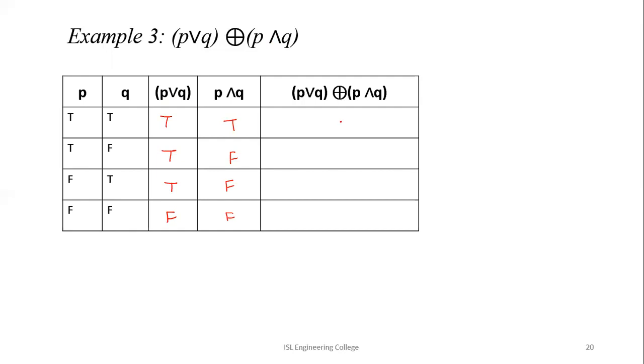Now, for exclusive OR, if you remember, that is the opposite case of biconditional. The rule is that when exactly one of them is true, it is true. So over here, exactly one of them is true, here and here. So both of these will be true, otherwise it will be false. Here we have true and true, both of them are true, so in this case, it will be false, and false.